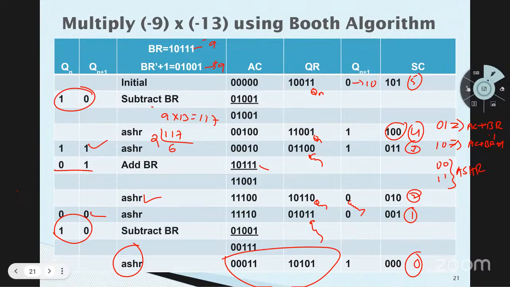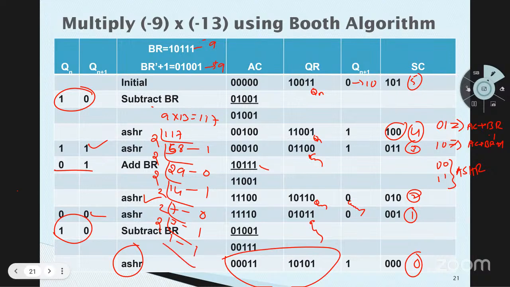సో, 117 by 2 is 58, remainder 1. Next 29, 0 remainder... Next 14, 1. Next 7, 0. Next 3, 1. Next 1, 1. Now we can write like this. What is the final value? 1 1 1 0 1 0 1.